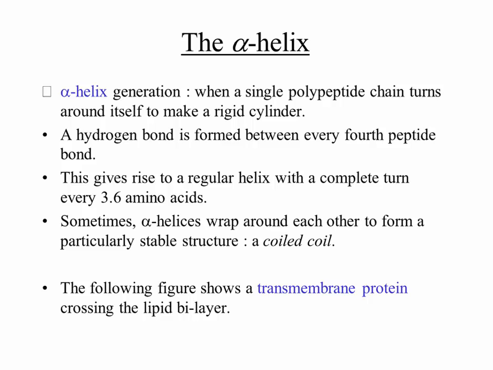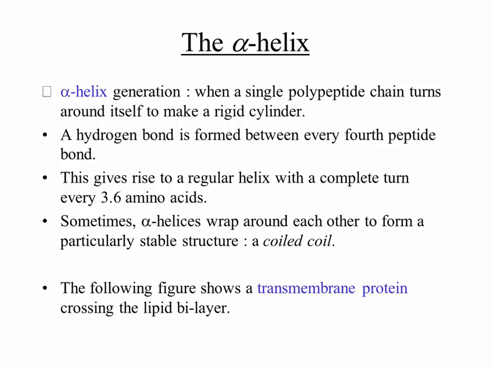Now sometimes you will have alpha helices that wrap around each other to form a particularly stable structure which is called a coil. So the alpha helix itself is like a coil. You could have two alpha helices that fit into each other, and they form what is called a coil. So that's another structure that you see quite often.